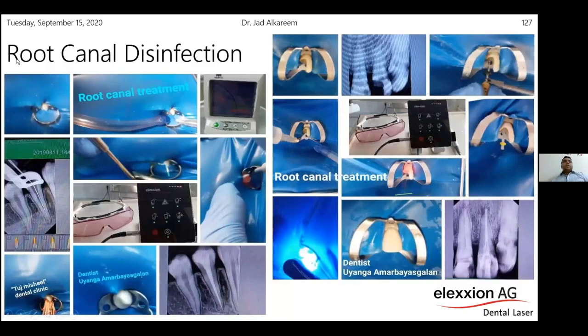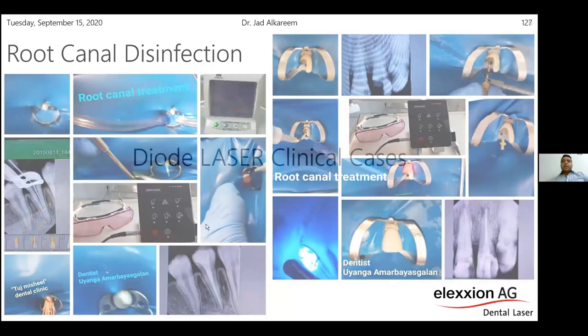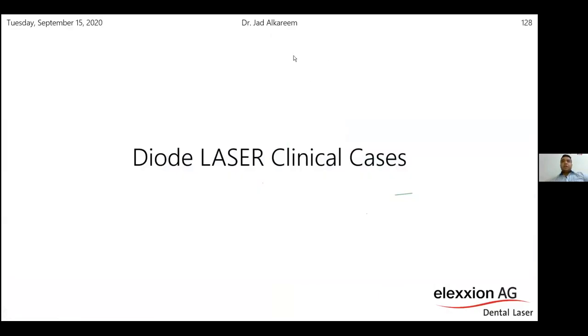In this picture, this is a case for root canal disinfection. It is also using the 200 micrometer fiber, as I mentioned before. Then we will go with the clinical cases. This is the last slide.